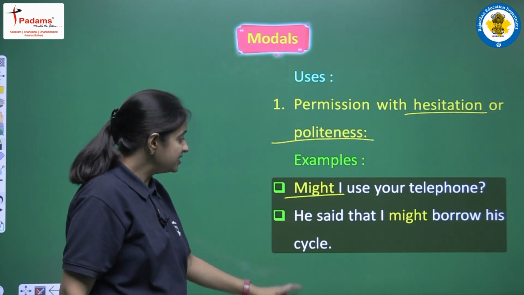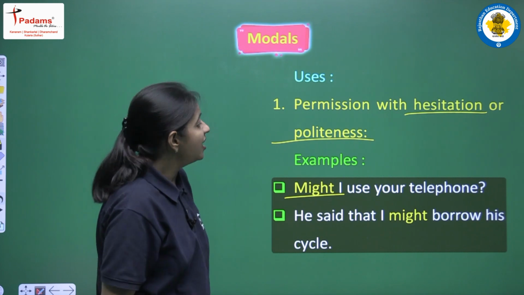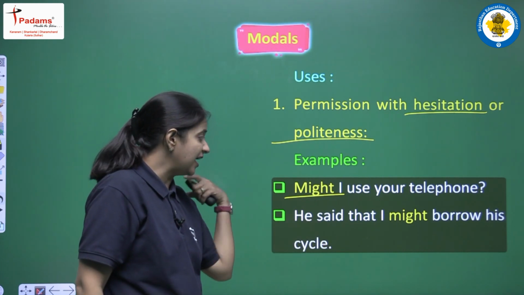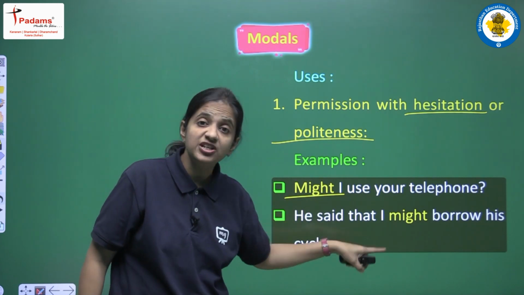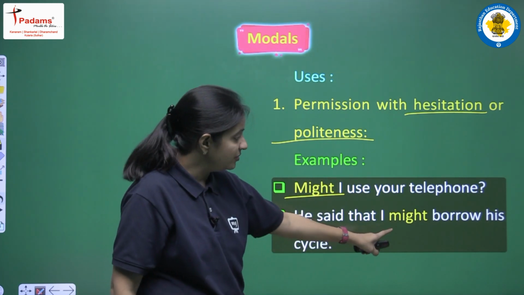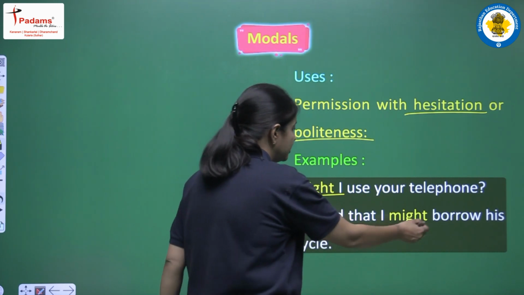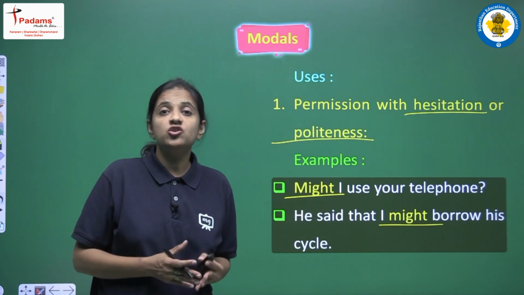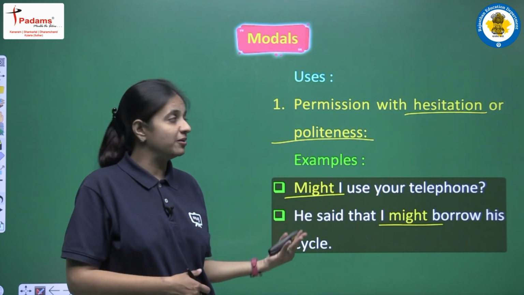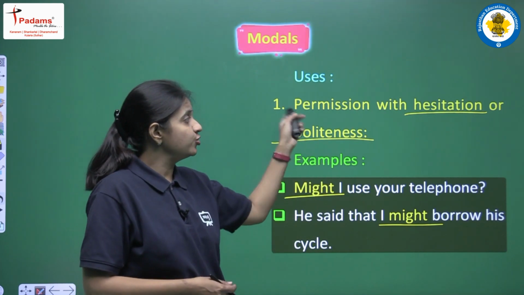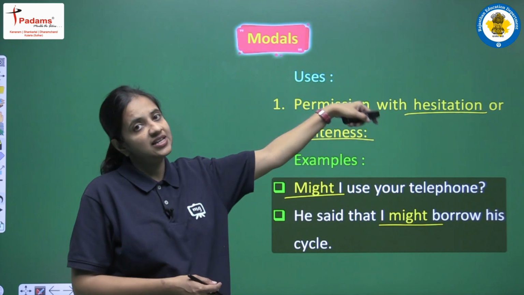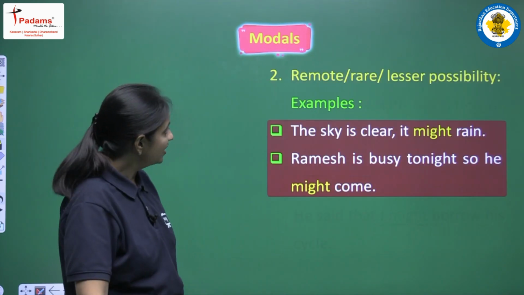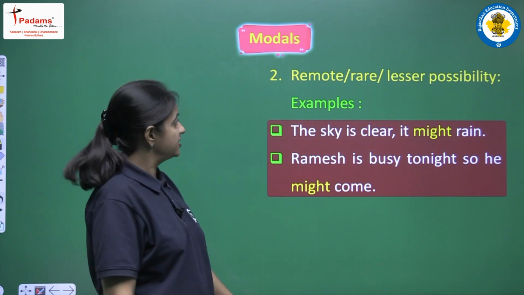Clear? Next example, he said that I might borrow his cycle. So here we are saying something that that person was giving this permission, that I was having the permission to borrow his cycle. So here in this manner we can use might. So yes, might is also used to show the permission, but that permission should be full of hesitation, or we can say in a very polite manner. Next use of might, let's read.